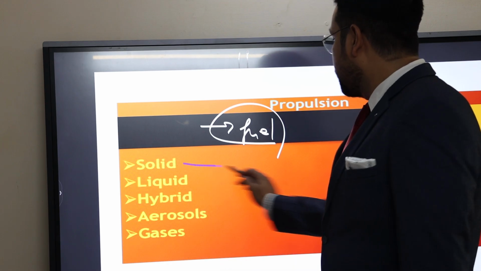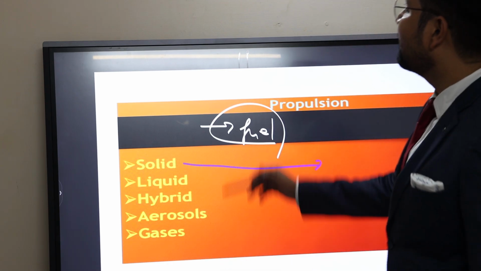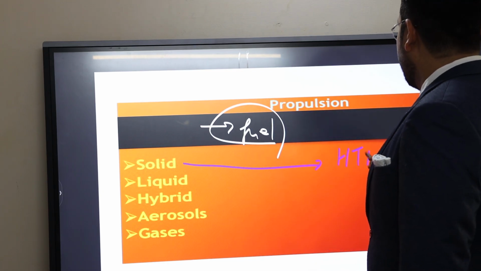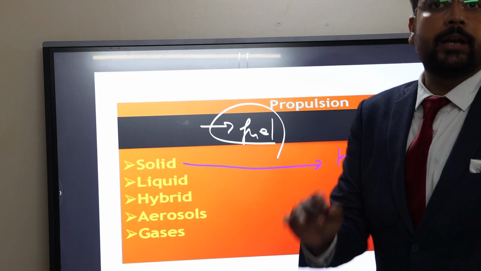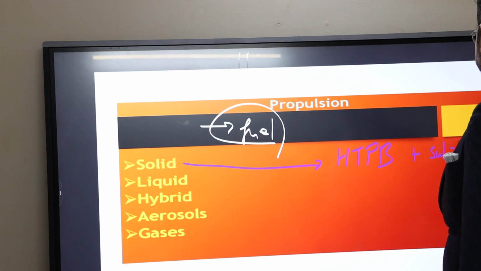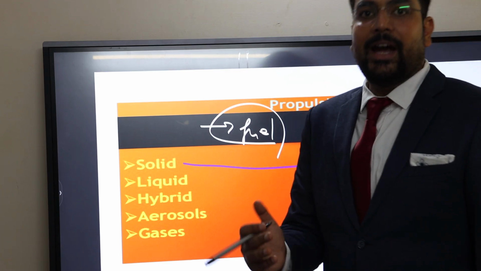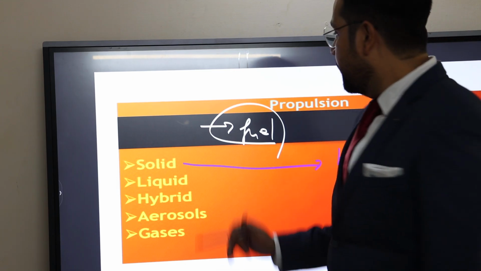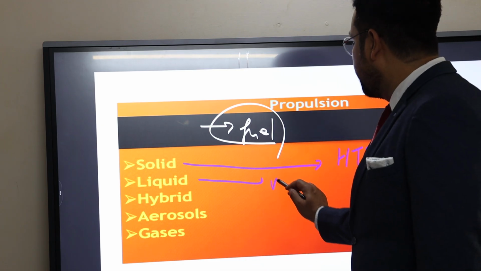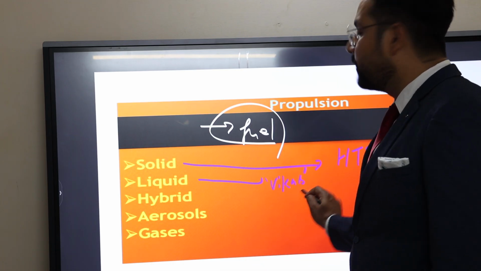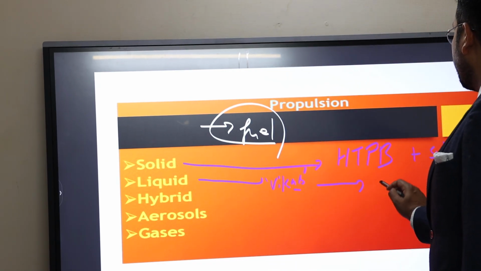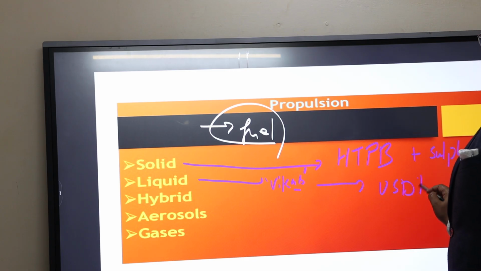One of the very basic categories of fuel is solid, and in the solid form of fuel we utilize HTPB, hydroxyl terminated polybutadiene. Along with that, we utilize powder of sulfur to provide the thrust to the engine. In the form of liquid engine, which is known as Vikas for ISRO, Vikas is the name of the liquid engine for ISRO, we utilize the fuel unsymmetrical dimethyl hydrazine.